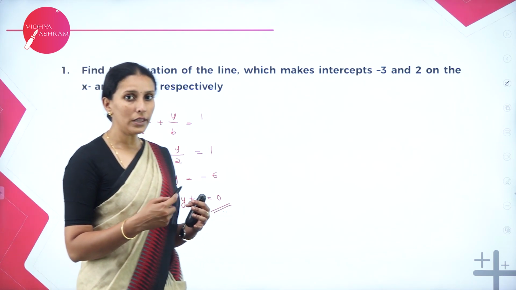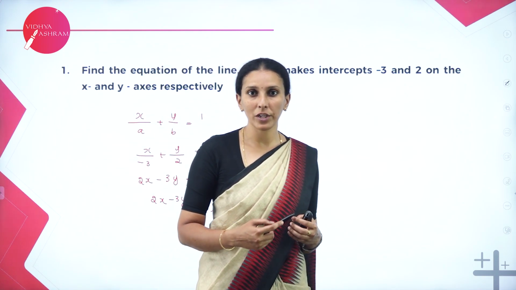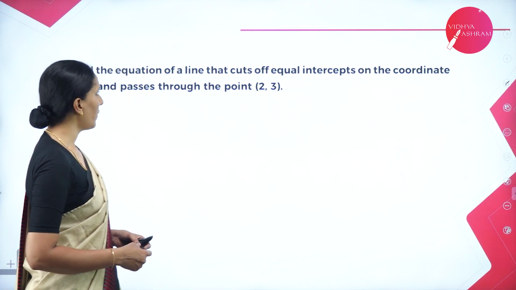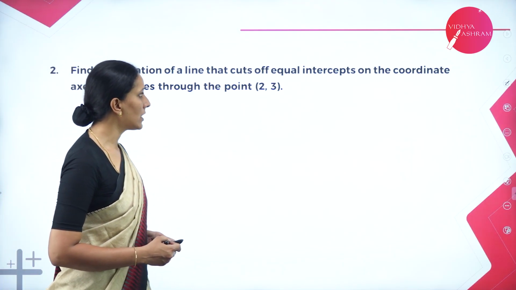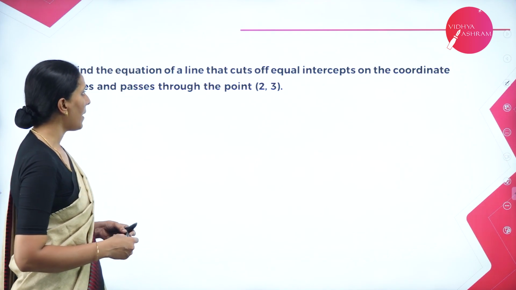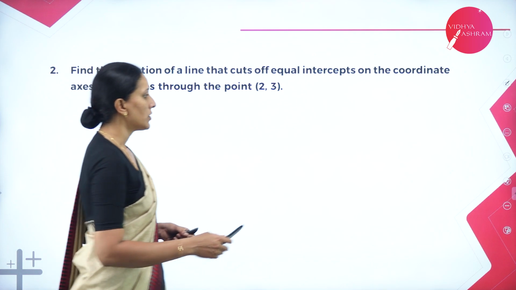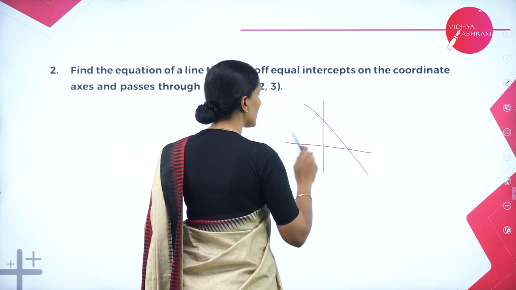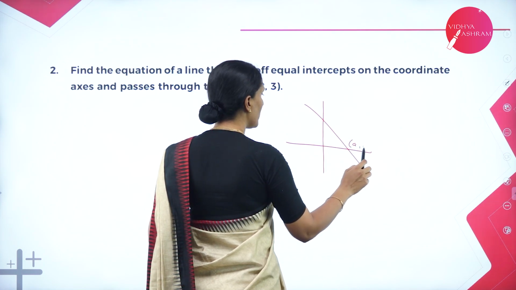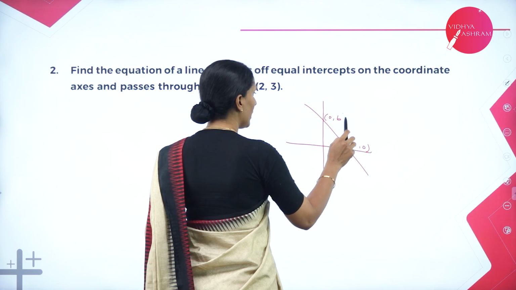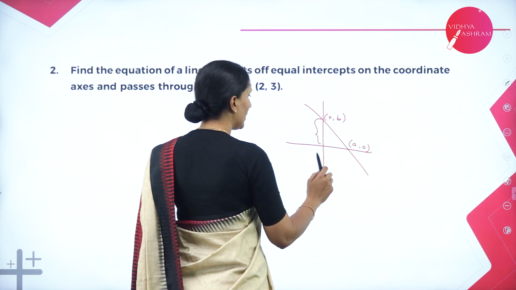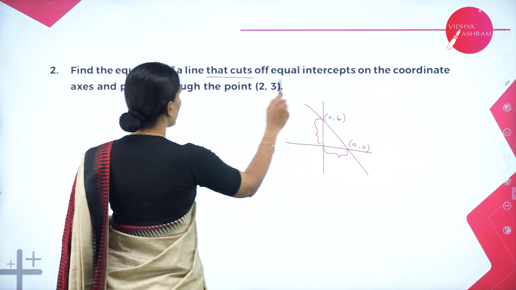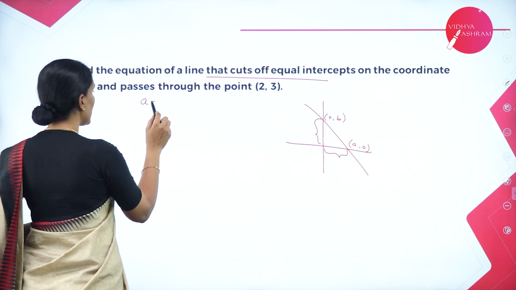Hence we have learnt all the types of various forms of equations of lines. So now let us take a few problems related to it. Find the equation of the line that cuts off equal intercepts on the coordinate axes and passes through the point (2, 3). So here the x-intercept and the y-intercept are both the same. So the points (a, 0) and (0, b) are at the same distance, meaning the distance of the y-intercept is the same as the distance of the x-intercept. They have given that it cuts off equal intercepts, so here a is equal to b.